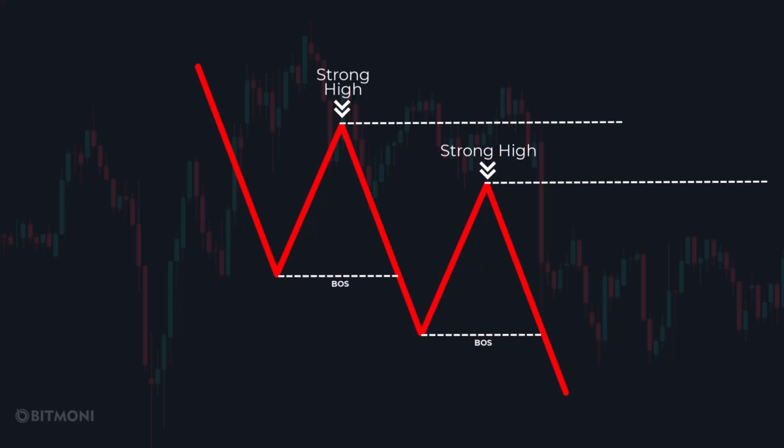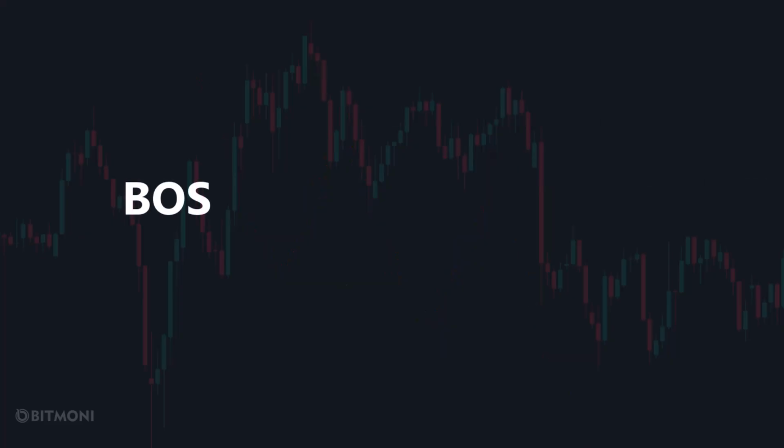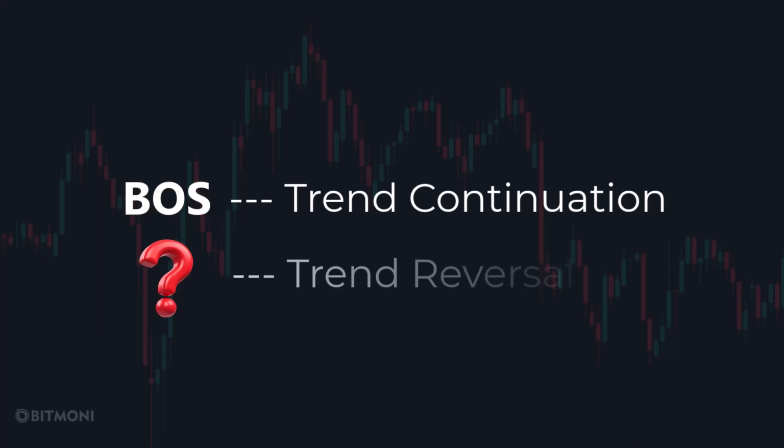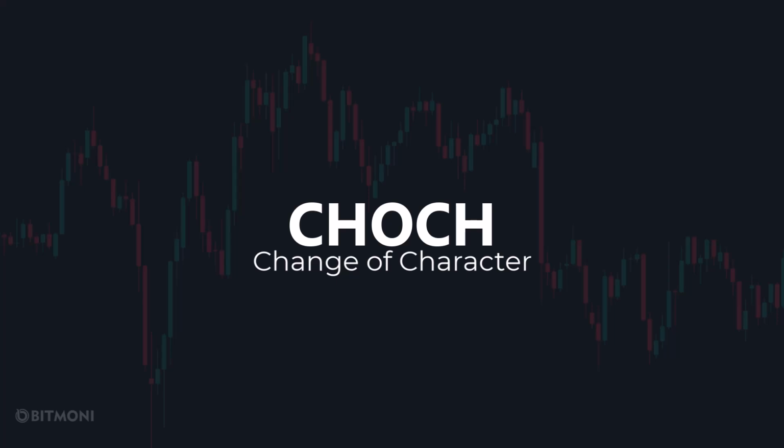Now that we've gone over the concept of a break of structure, which signals a trend continuation, let's talk about something different. What happens when the market reverses direction? This is where the concept of change of character comes in.